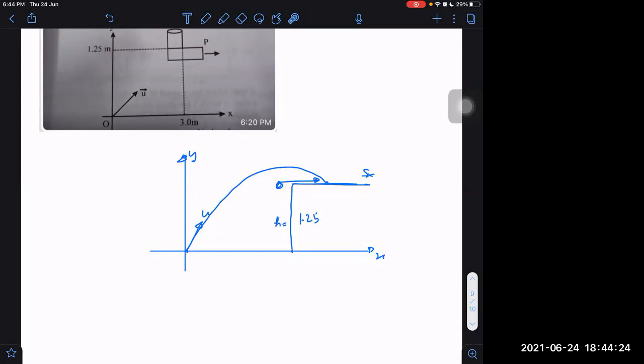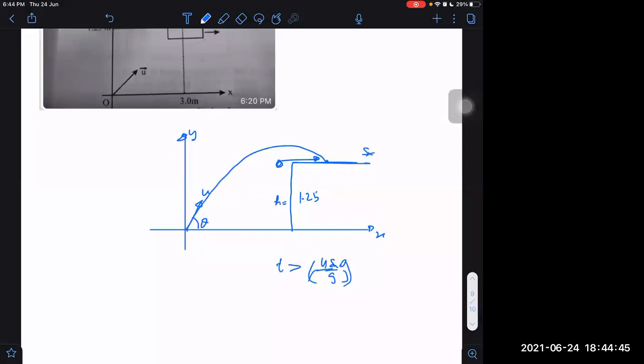Time t should be greater than half the time of flight, because they are saying it is going up and then on its way down it strikes. So time should be greater than u sin theta divided by g, whatever this theta is. Write the equation of displacement along the x-axis, add the initial x coordinate, and that will give the final x coordinate. Similarly for this one, the x coordinate is Ux into t. Equate those x coordinates, and equate the y coordinates also.